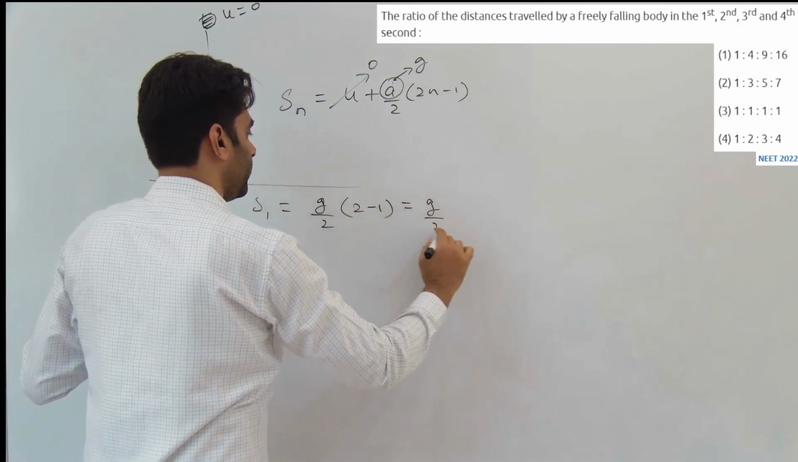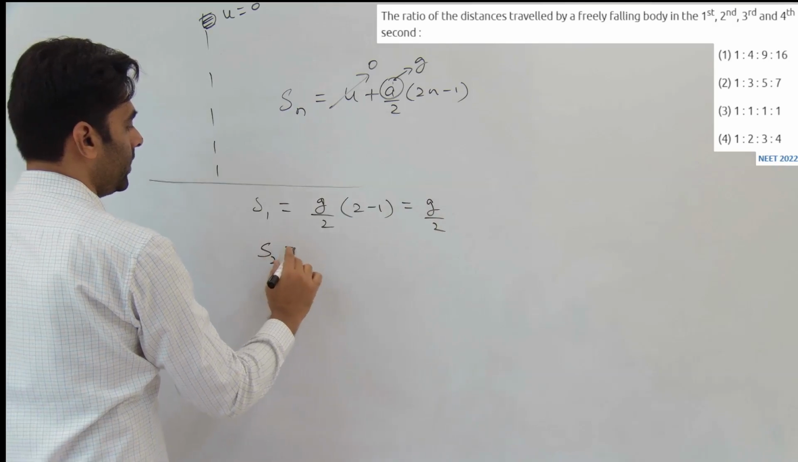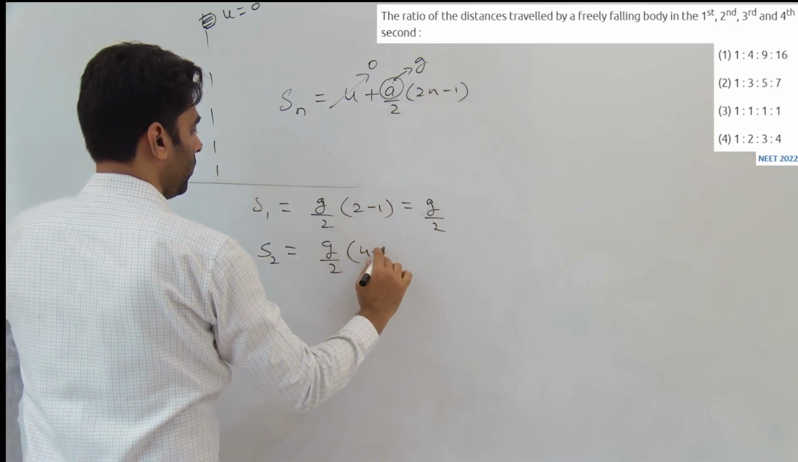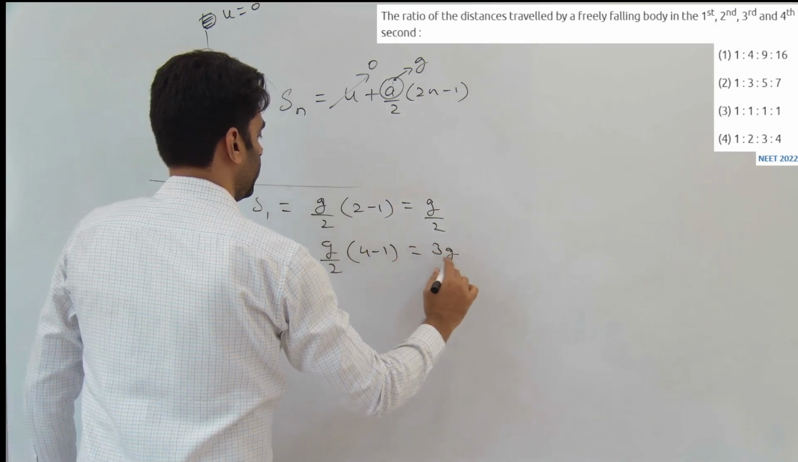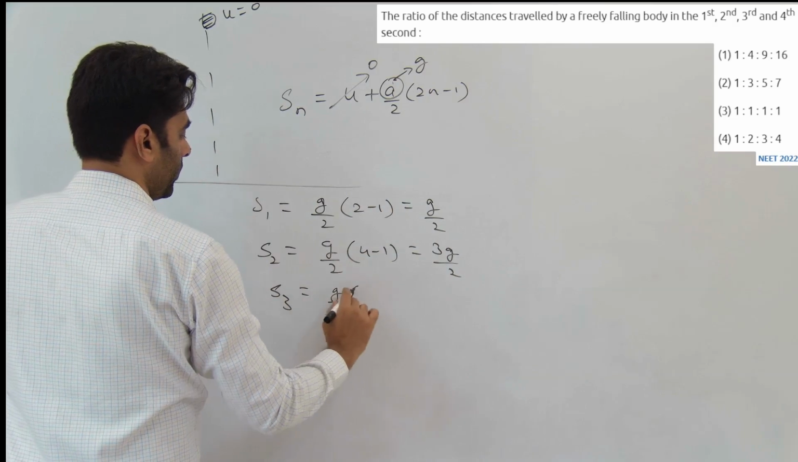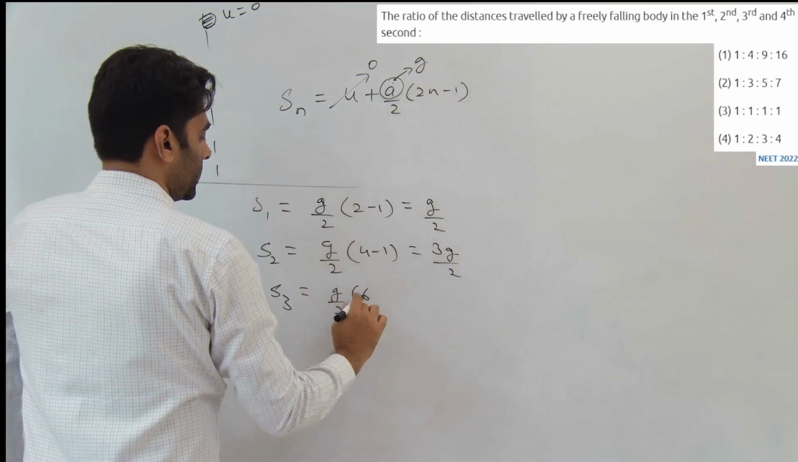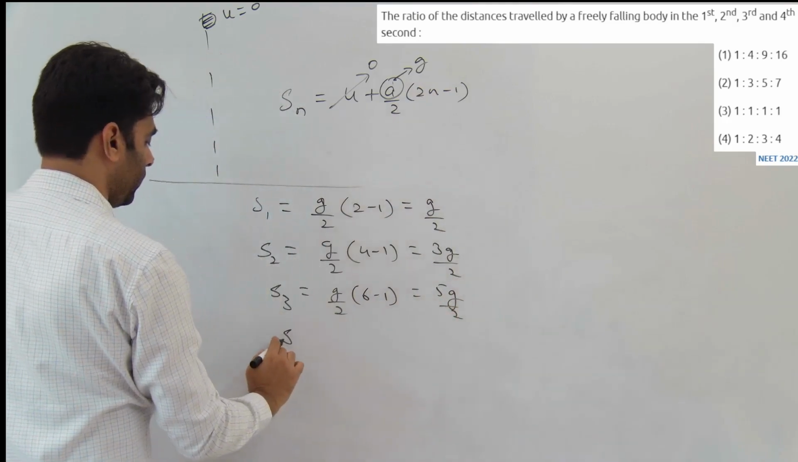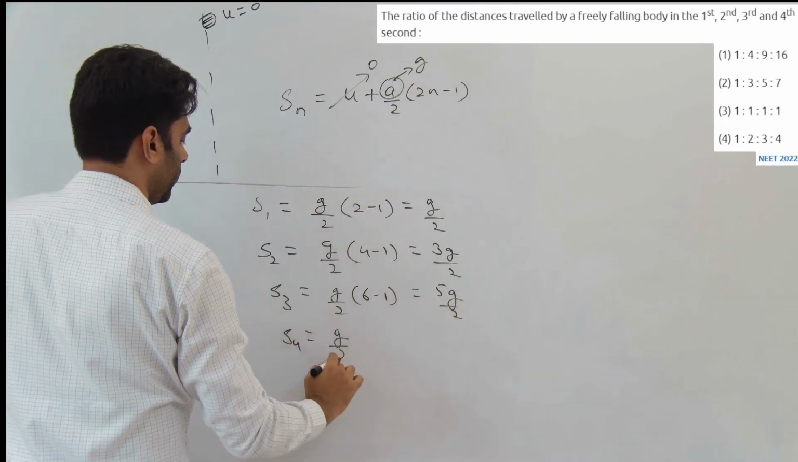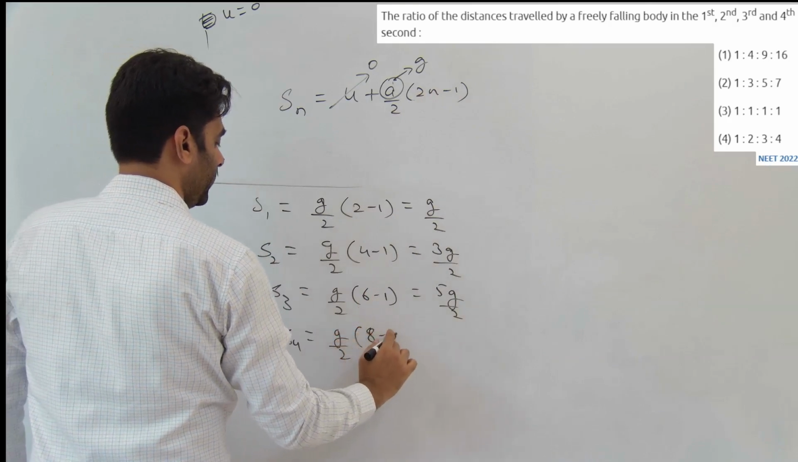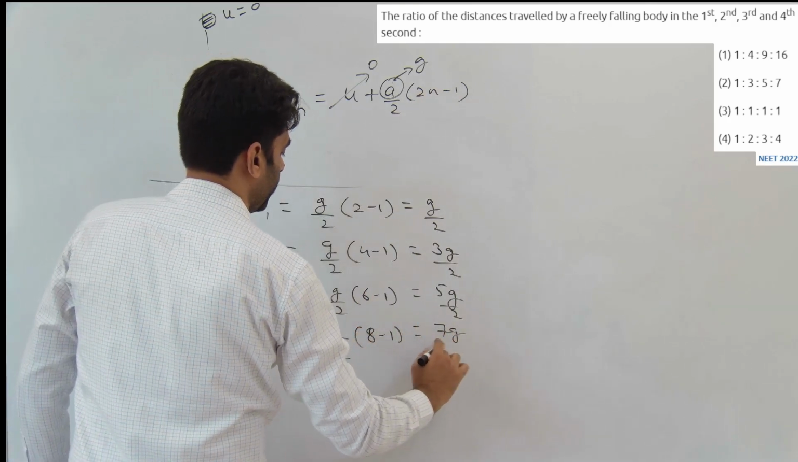So how much we get it? g by 2. Next, if we write down S2 value will be g by 2, 2 into 2, 4. 4 minus 1, that is your 3g by 2. S3, if we write down, it will be g by 2, 2 into 3, that is 6. 6 minus 1, so we get 5g by 2. Next, S4, it will be g by 2, 2 into 4, that is 8. 8 minus 1, that is 7g by 2.